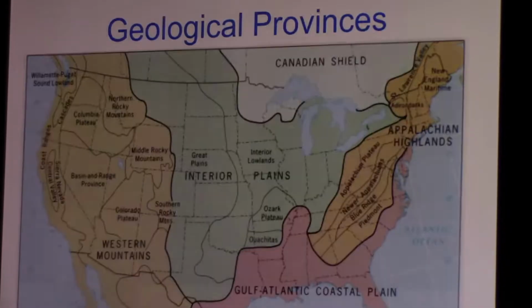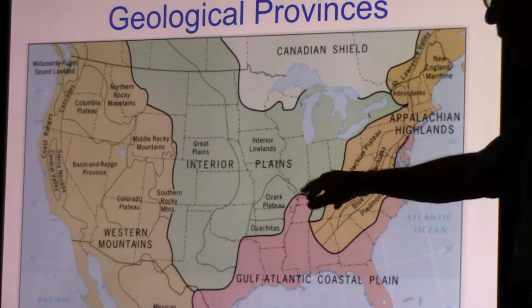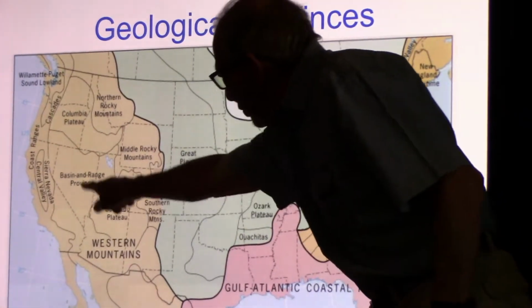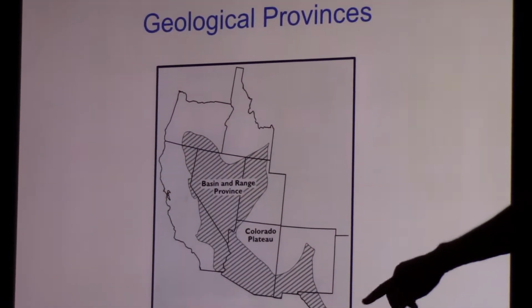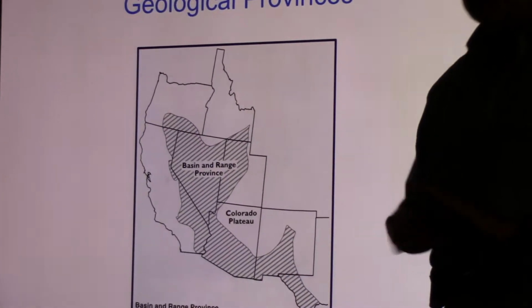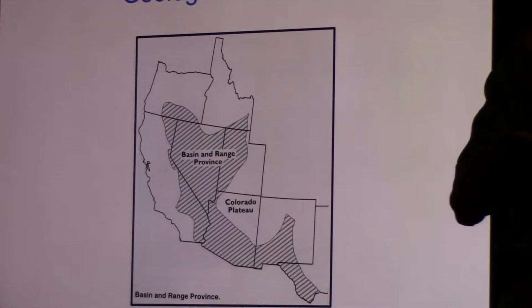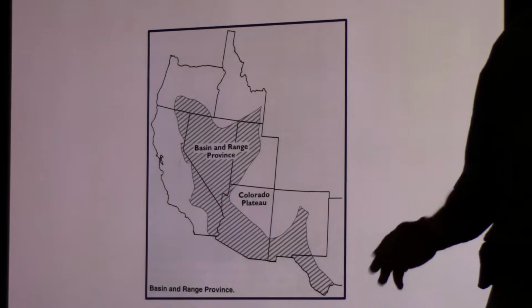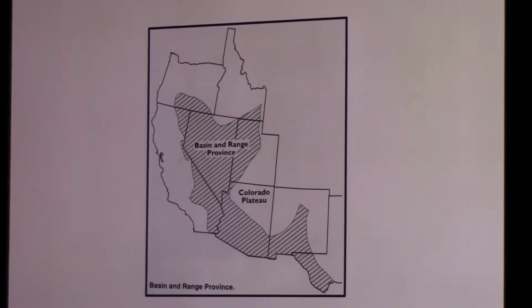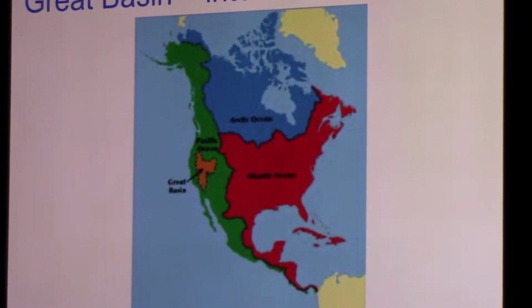Next slide. So this is the geological province, and we're in the basin and range province. Next slide. And this whole area here, again, it has nothing to do with drainage, it's just geology, basin and range. It has to do with faulting and all that. We can't get into that now, structural geology. Next one. Now, internal drainage.